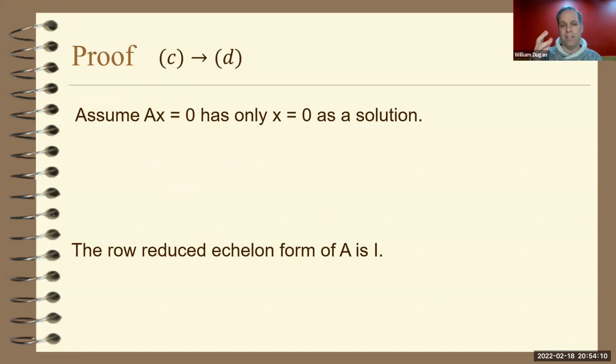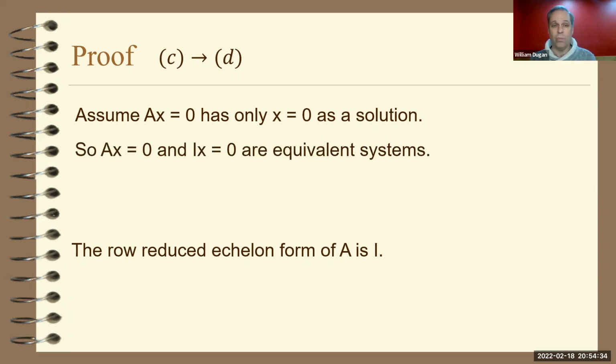Let's show that statement C implies statement D. I wrote down the 2 statements for you. I'm just going to fill in the middle of the proof. I'm going to assume that A times X equals 0 has only X equals 0 as a solution. I will show you that the row reduced echelon form of A has to be the identity matrix. It's not really hard to see why, based upon the work we did with Gaussian elimination. If A times X equals 0 has only the 0 solution, it has to have the same solution set as I times X equals 0, because I times X equals 0 has only X equals 0 as a solution. Those systems, therefore, are equivalent systems.